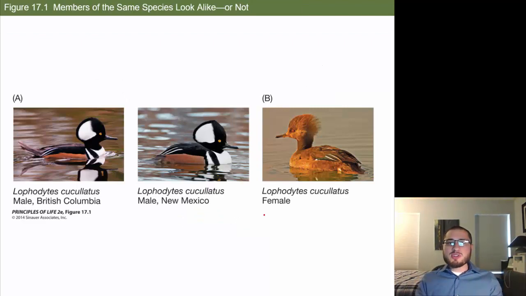Members of the same species tend to look alike, but there are times when they don't look alike. So looking at morphology can get a little wonky as well. Look at this type of duck. The males look similar, even if you go to different groups of them. You go to the one that lives in British Columbia and the one that lives in Mexico, they look very, very similar. But in the same species, when we just look at the female, they look very different.